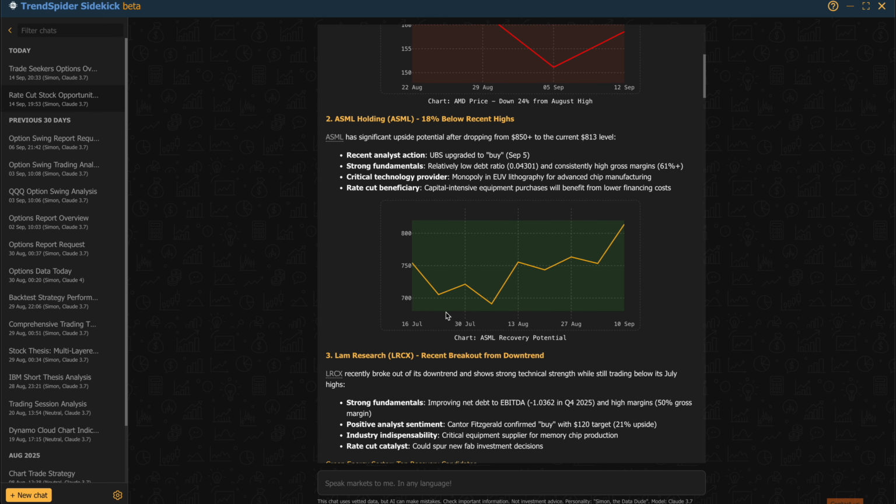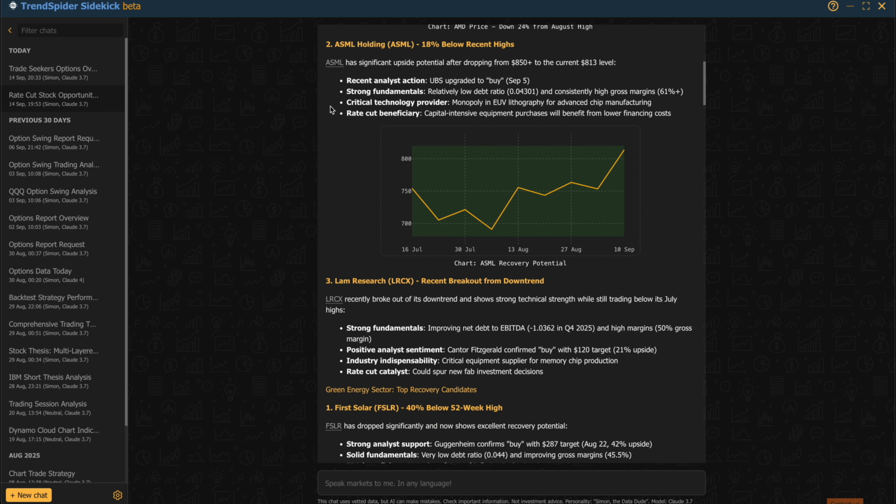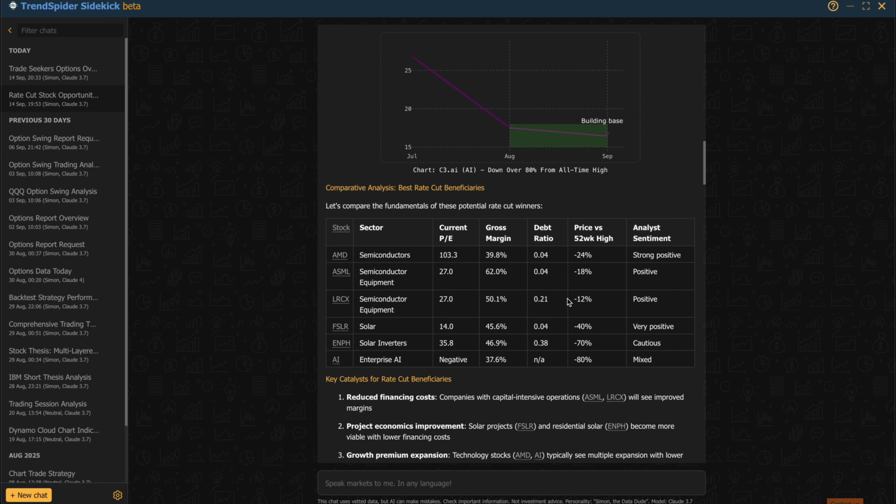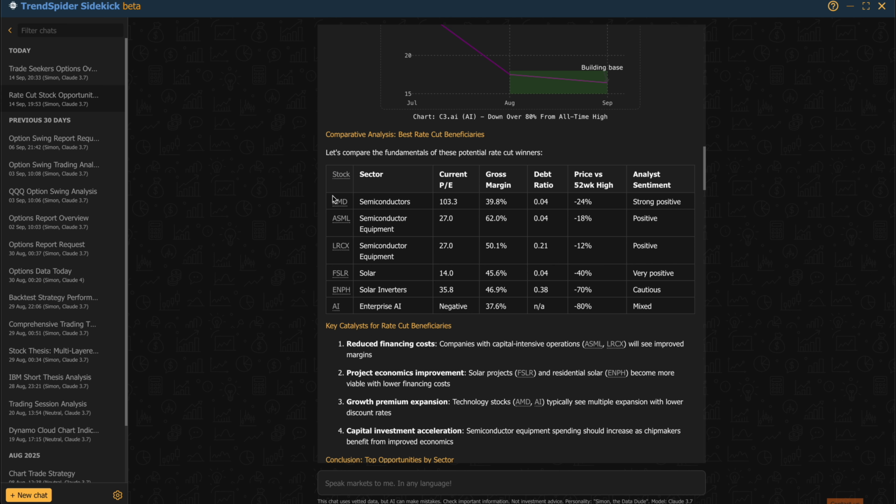ASML, okay, that's cool. LRCX. So we get all these, and then we get a nice little table here. Compare fundamentals. Nice. Current PE, AMD's pretty high. It's the highest one on this list. Gross margins, debt ratio, low debt ratio. It's very neat. You even get the sector breakdown here. Semiconductor equipment versus semiconductor or solar.